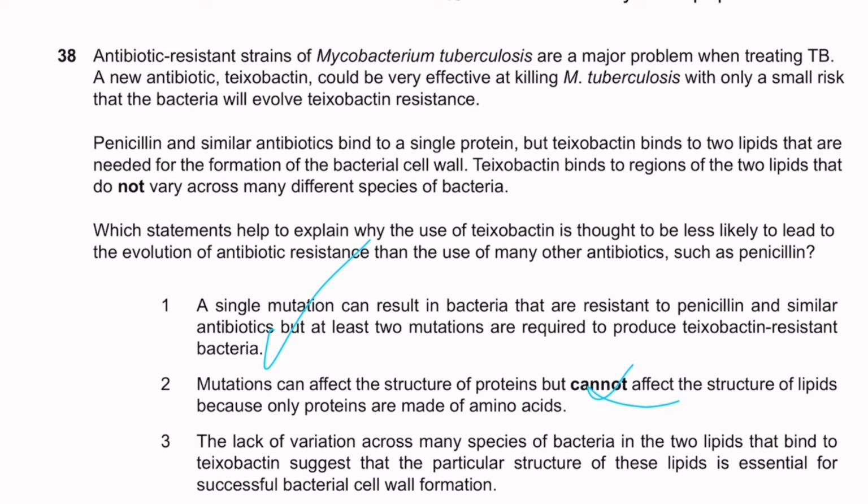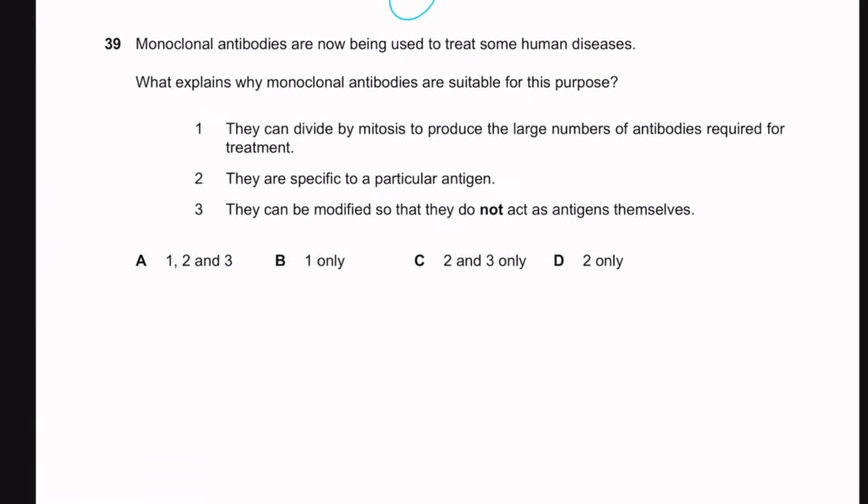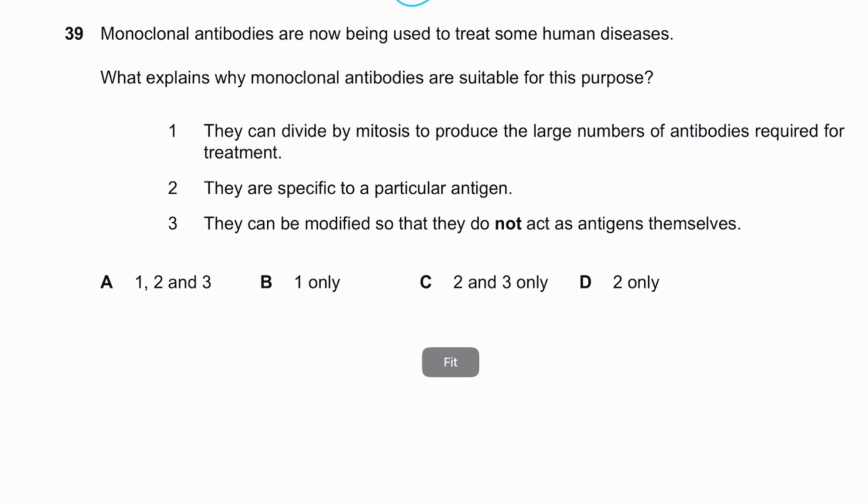The lack of variation across many species of bacteria in the 2 lipids that bind to Tioxobactin suggests that the particular structure of these lipids is essential for successful bacterial cell wall formation. I would say that is true as well. So it's 1 and 3 only. That's C.